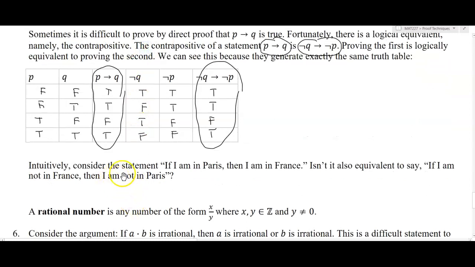So intuitively, consider the statement, if I am in Paris, then I am in France. Isn't it also equivalent to say, if I am not in France, then I am not in Paris? Well, that makes sense. You can't be in Paris if you're not in France.